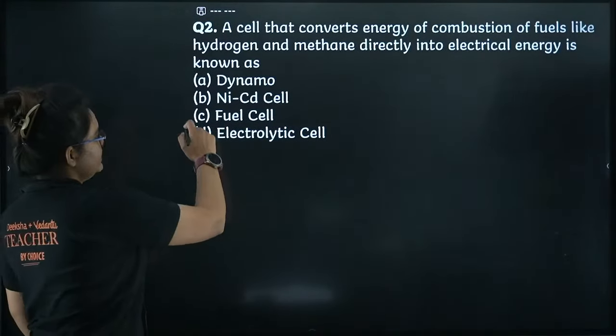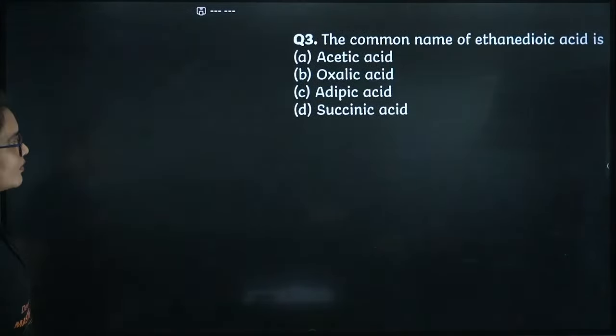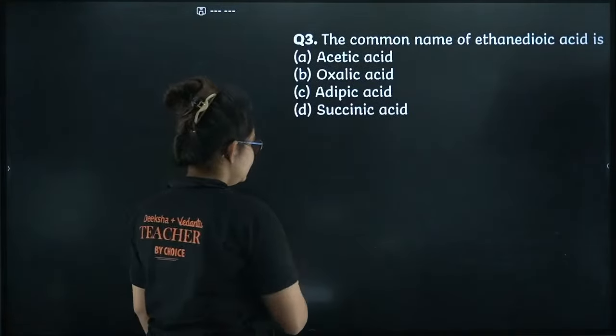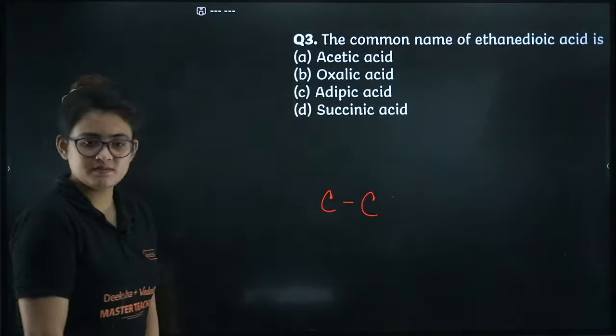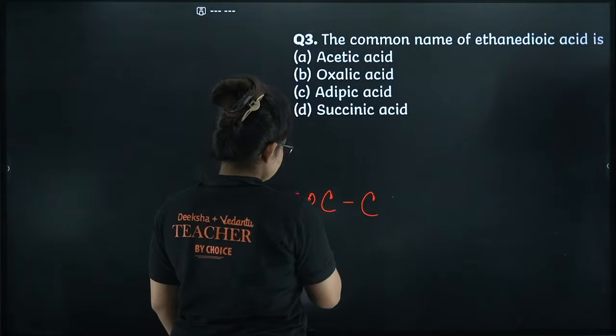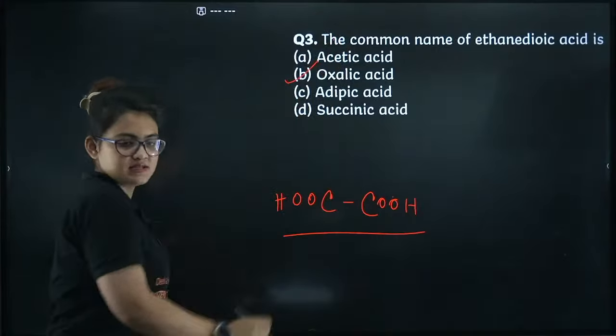So that is definitely going to be fuel cell. Okay, let's proceed. A common name of the ethane dioic acid. Here you can see ethane dioic acid means definitely I'm having two carbon system because it's an eth system. Okay, and dioic acid means that's going to be COOH and COOH. Okay, so it's going to be oxalic acid.